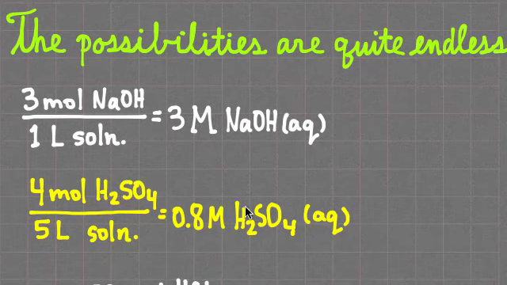Some examples. 3 moles of NaOH per liter of solution, 3 molar NaOH. 4 moles of H2SO4, sulfuric acid, per 5 liters of solution. Divide the two numbers, 0.8 molar sulfuric acid.